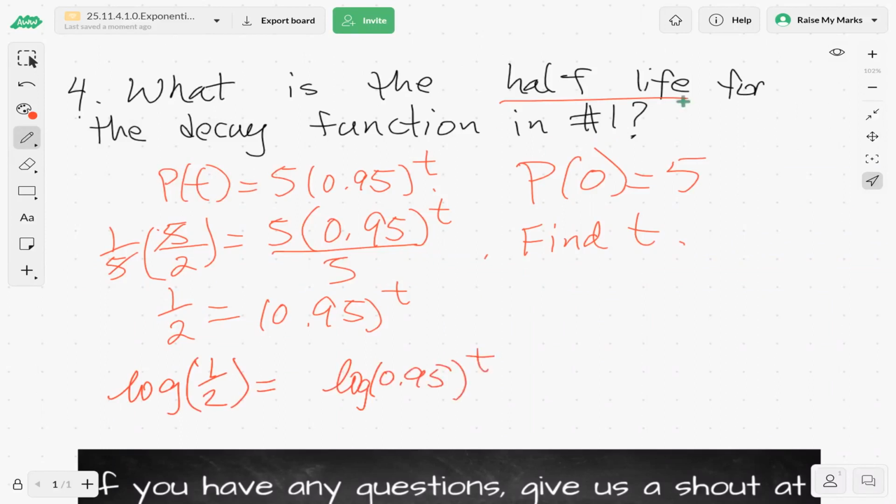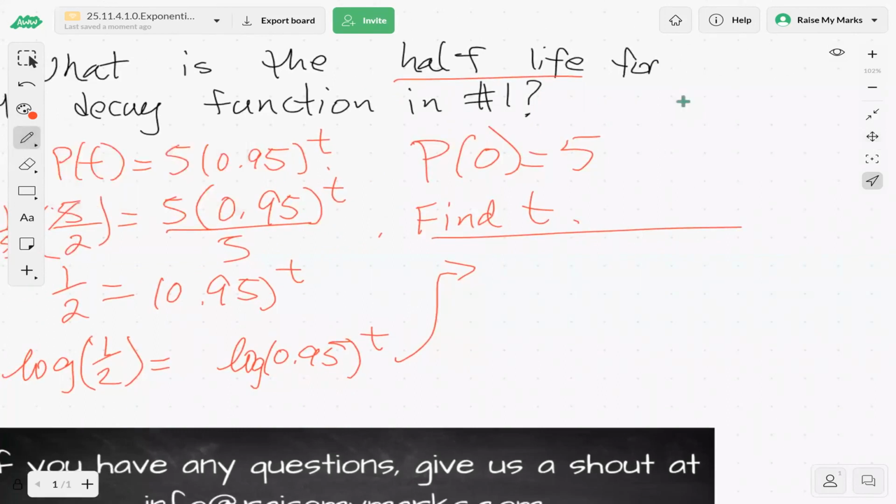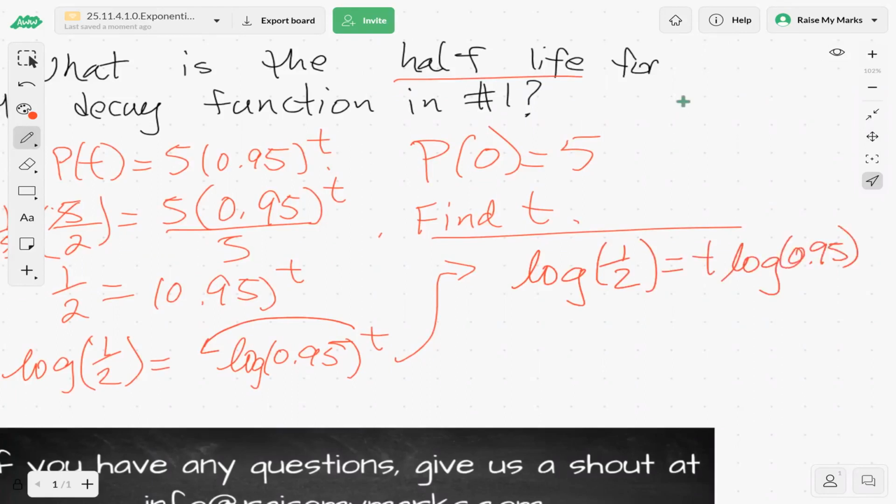Then we can use a property. We use the property of logarithms to bring our t down. So on the left-hand side, we have log of 1/2 equals t times log of 0.95. And then we just solve for t. So t equals log of 1/2 divided by log of 0.95. So now we can punch that into our calculator and we have our time.